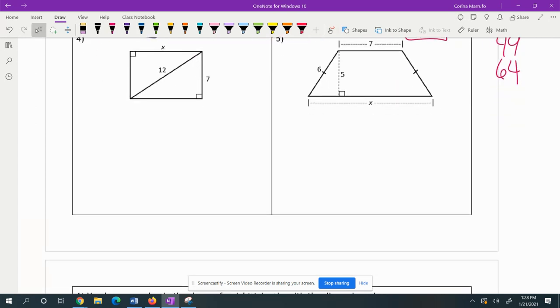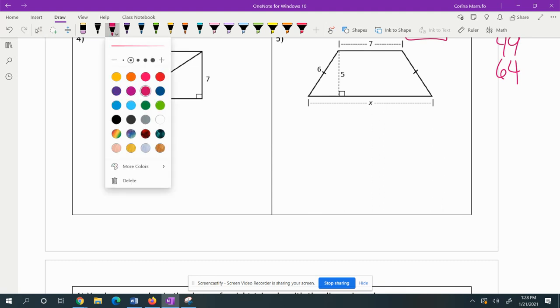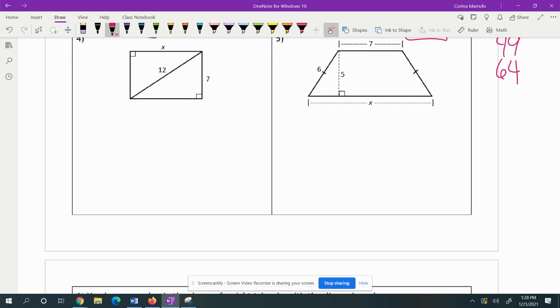All right, the next two. Okay. They give us a rectangle this time. So since they give us a rectangle, they tell us this is 7. That means that this side is also 7. Okay. Now these two are your legs, the two that form the right angle. Okay, so this is my A, this is my B.